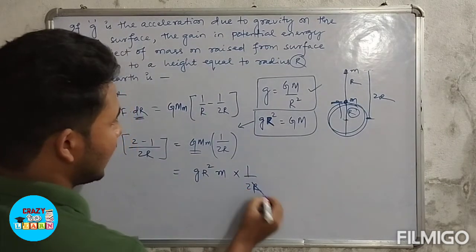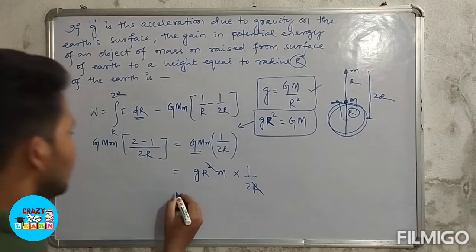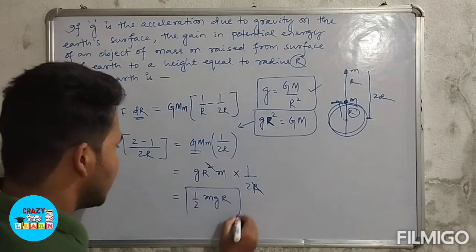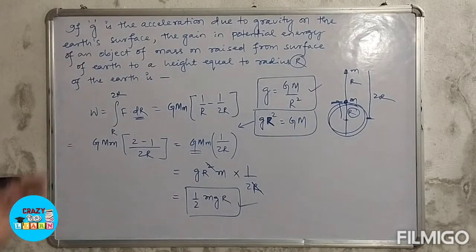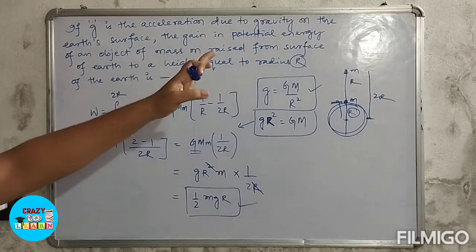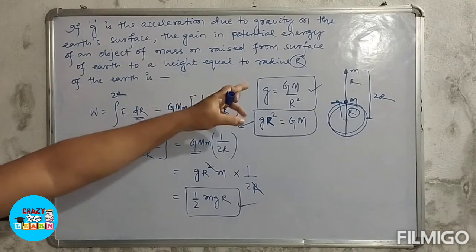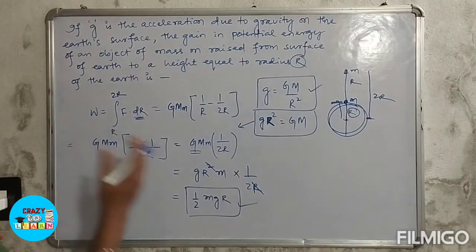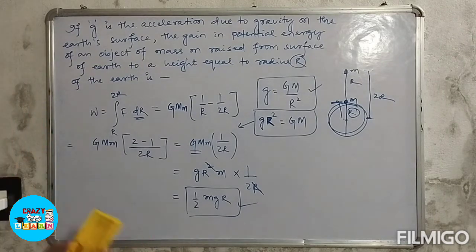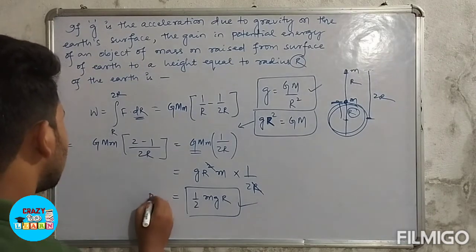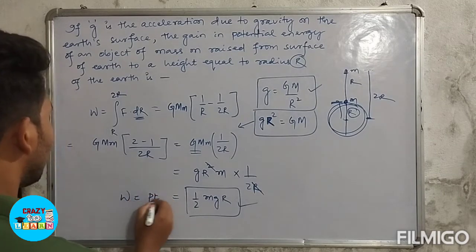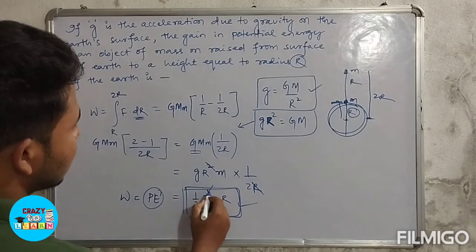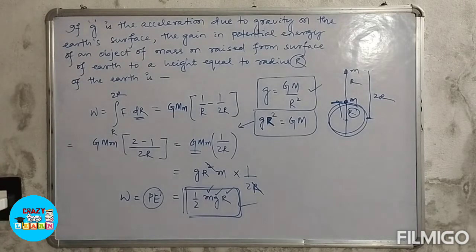So 1r will be cancelled. So what will you get? Half small m small g capital R. So this is your answer. So the gain in potential energy of an object of mass small m raised from the surface of the earth to a height equal to the radius capital R, the work done, or we can say the potential energy. Here the work done is only due to the potential energy, so you can write the potential energy or the work done is equal to half into mass of the object into acceleration due to gravity into radius of the earth.